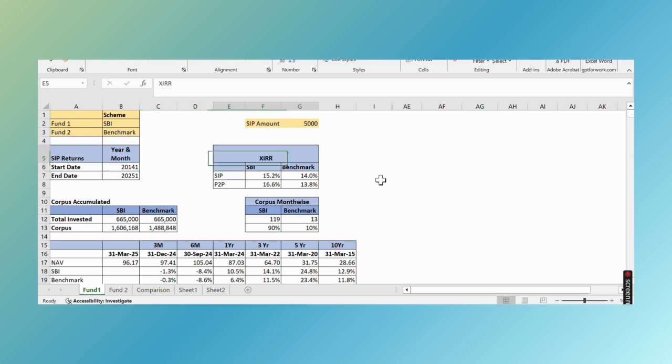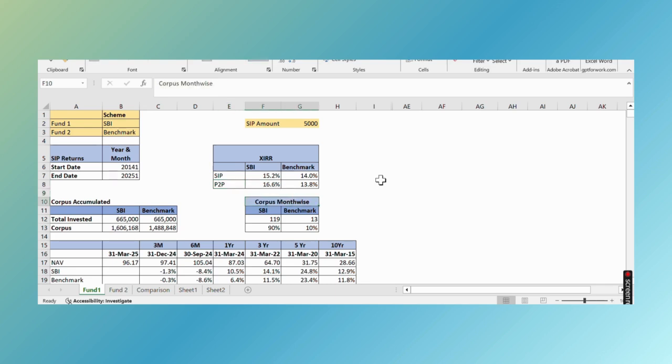Now the key comparison here is going to be on the XIRR, which is one of the best ways to evaluate a mutual fund. And we look at the XIRR for both if we are doing an SIP. Here we've taken an SIP amount of 5,000 monthly, and also a point to point comparison, from January 2014 to 2025. So here on the XIRR, we'll see that the SBI large cap is performing much better against the benchmark on both SIP and the point to point returns.